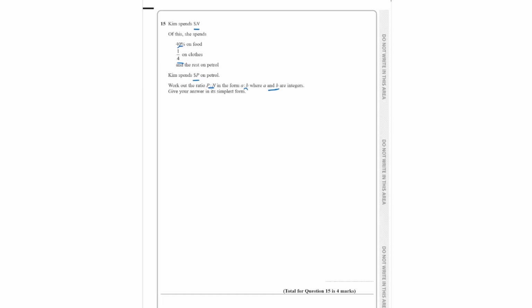So, first off, we can see of the total amount N, she spends 40% on food, one fourth on clothes, and P. Now, when trying to find the total value of something, it will always be 100%. And since we're trying to find N, N is simply 100%. So we can write here N is equal to 100%. But P is not given.